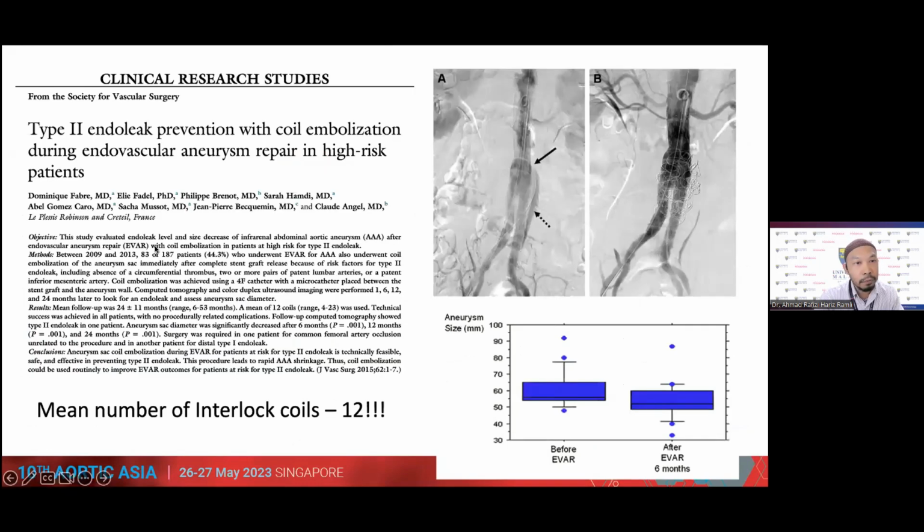Moving on to further studies, this is from France, back in 2015. What they did was they also embolized the sac, as you can see here. The mean number of coils that they used is 12 coils. So imagine 12 coils, one coil is roughly about 2K to 3K. That's like the price of the EVAR stent graft itself. So this procedure is very expensive, even though they are just using it to prevent type 2 endoleaks. But having said that, it's quite effective. As you can see, before EVAR and after EVAR, the sac size actually reduced.